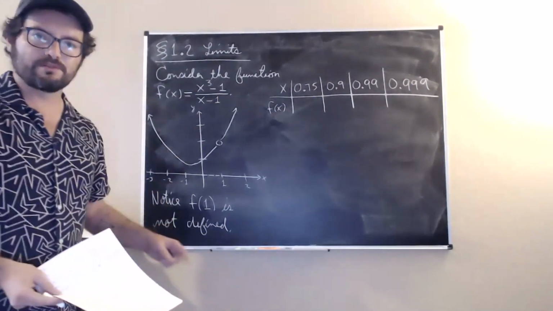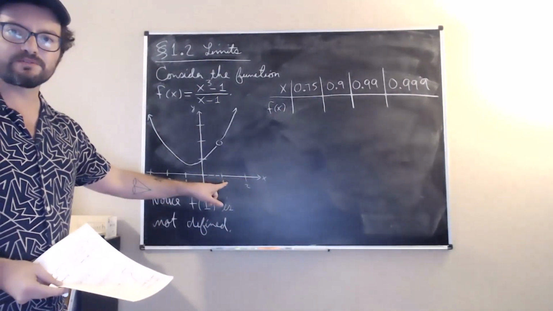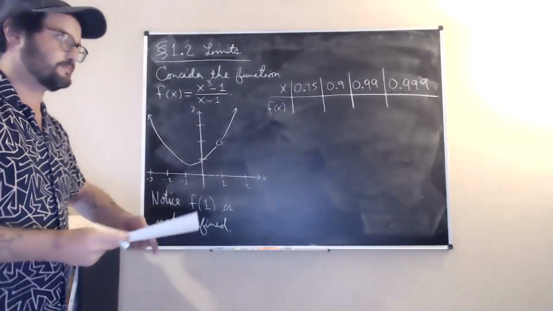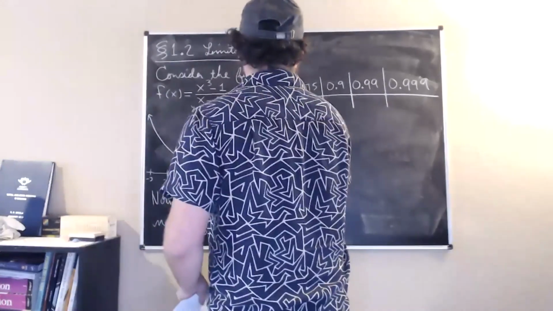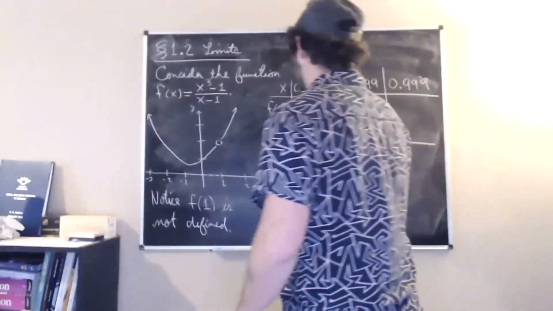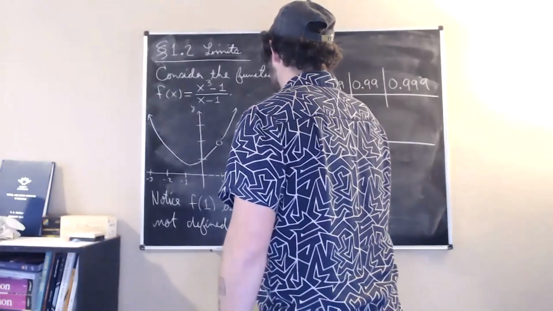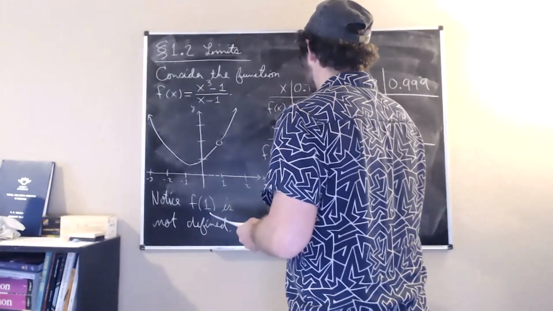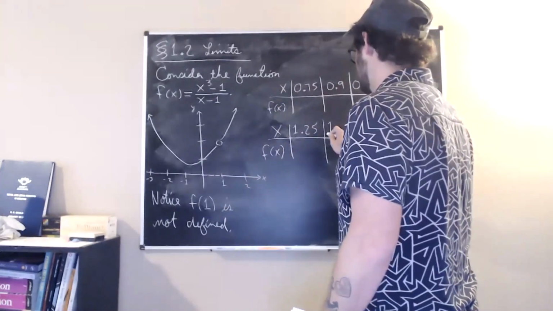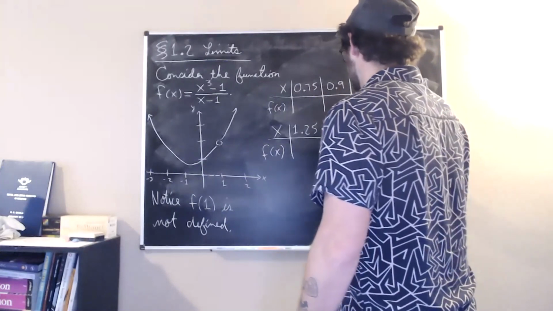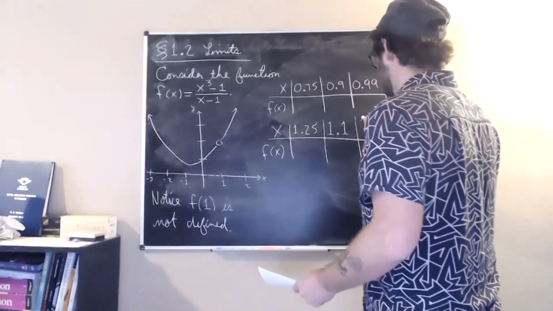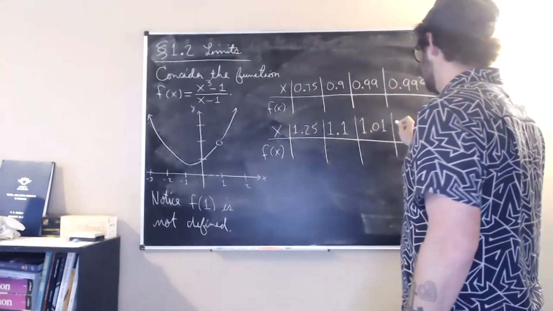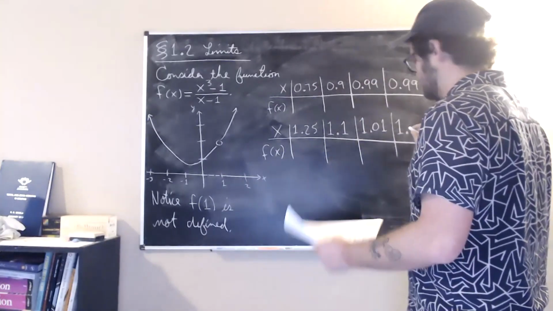But then we also want to do that from the other side. We want to start a little bit bigger than 1 and start walking this way and see where f is going when we do that. So again, maybe a little bit bigger than 1, so 1.25, and then maybe 1.1, and then maybe 1.01, and then maybe 1.001.